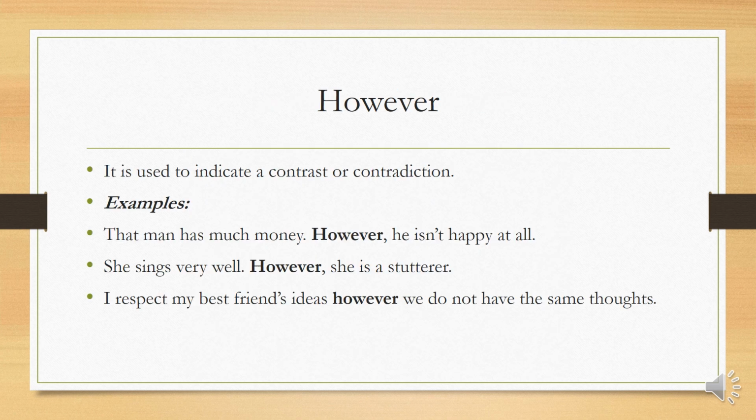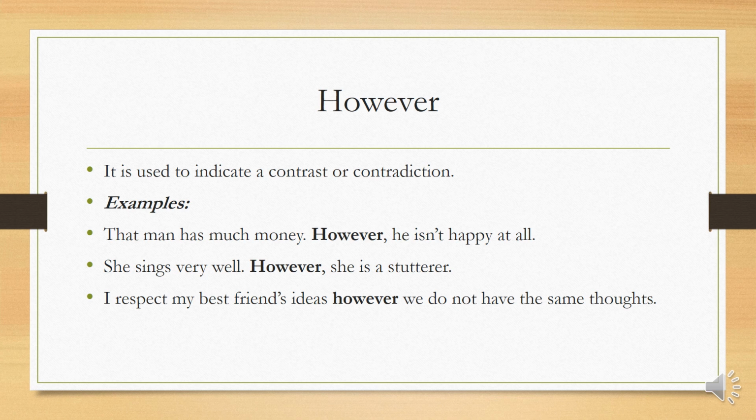Here we are going to explain them so that you can use them in your writing process. We're going to start with however. It is used to indicate a contrast or contradiction. For example, that man has much money. However, he isn't happy at all.